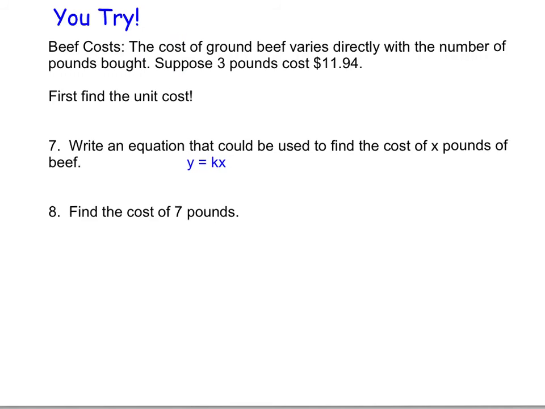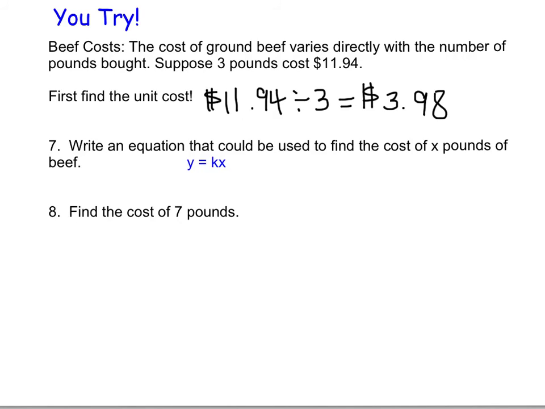Okay, so the very first thing we need to do is find the unit cost. In order to find the unit cost, we need to take $11.94 and divide by 3. This is going to tell us how much 1 pound of beef costs. After calculating, the cost is $3.98.